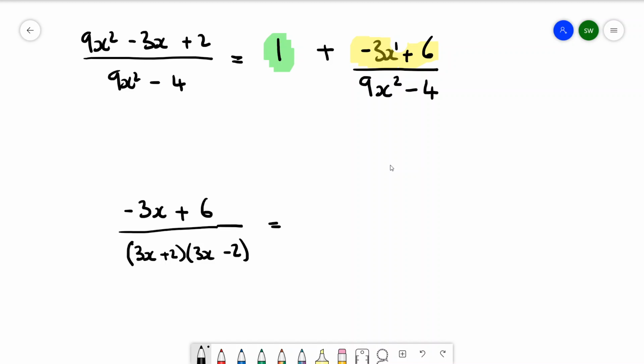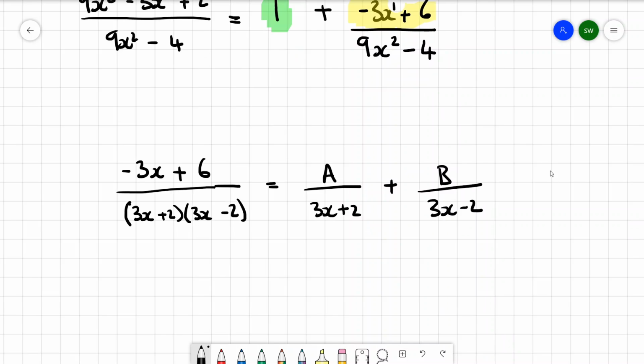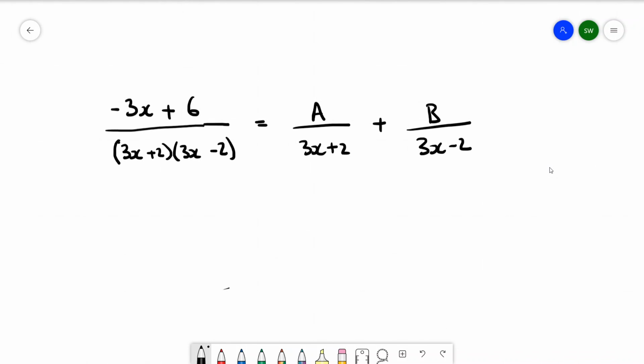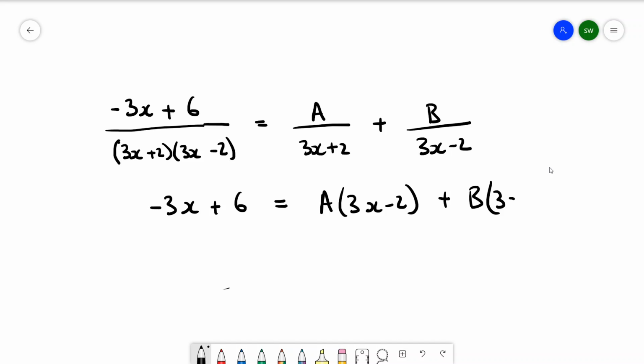And if we do partial fractions, we know that we can write that as A over (3x plus 2) plus B over (3x minus 2). So now if we multiply through by the denominator, we're going to have minus 6x plus 6 is equal to A times (3x minus 2) plus B times (3x plus 2).